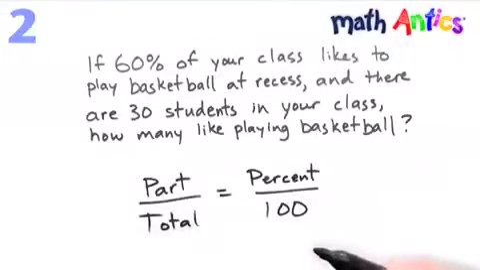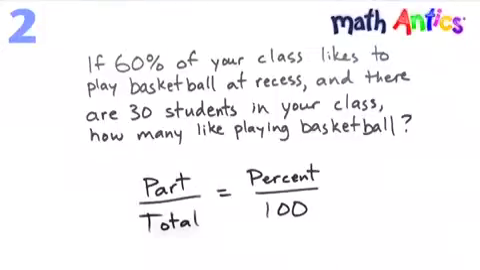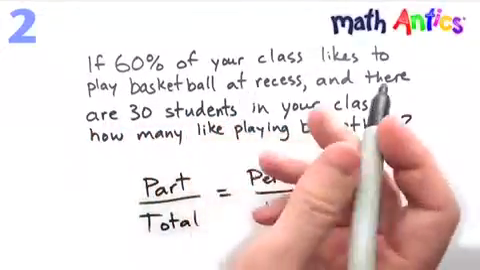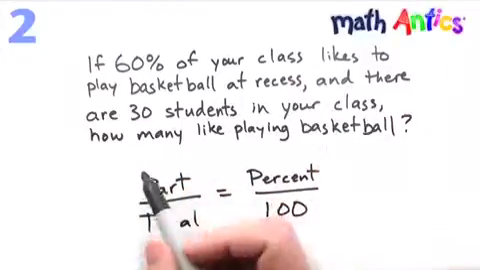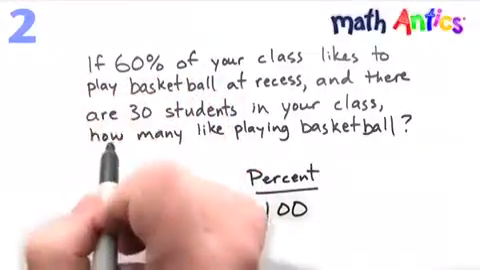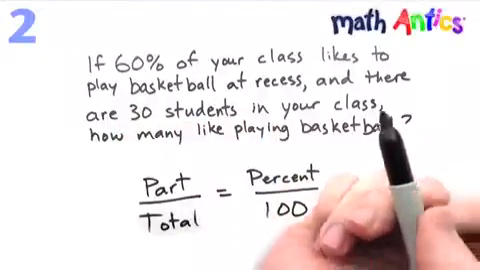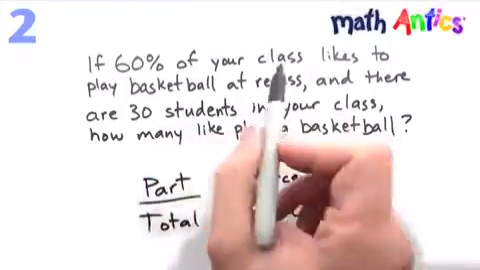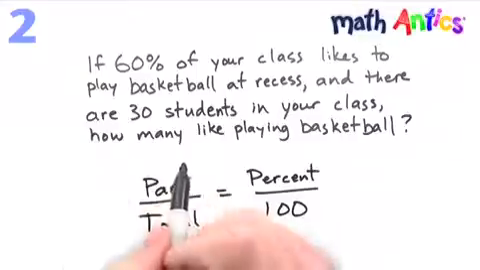For this percent word problem, we need to figure out which component's missing and circle it in the equation below. All right, so our word problem is, if 60% of your class likes to play basketball at recess, and there are 30 students in your class, how many like playing basketball? All right, well, the first bit of information we're given is this 60%. And it has a percentage sign right in it, so that's got to be the percent. And then it says, of your class likes to play basketball at recess. And there's 30 students in your class, so that's the next bit of information here.